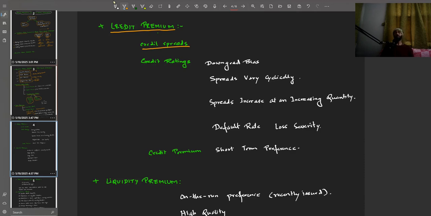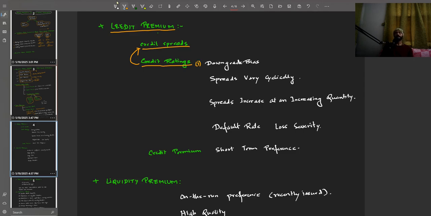And credit ratings are a very good reference point to understand the credit spreads, because the higher the ratings, the lower are the spreads, right? Now, credit ratings have a few features. This will help us understand how the credit ratings influence the credit spreads. The first feature of the credit ratings is that it has a downgrade bias.